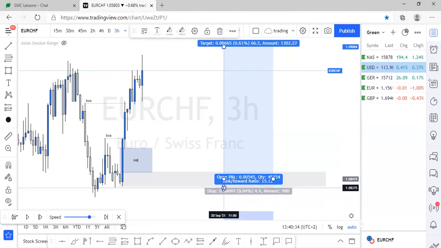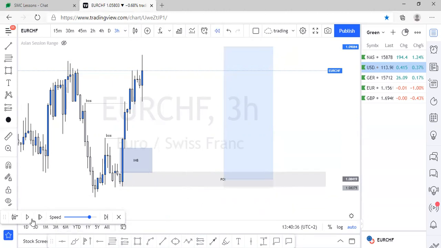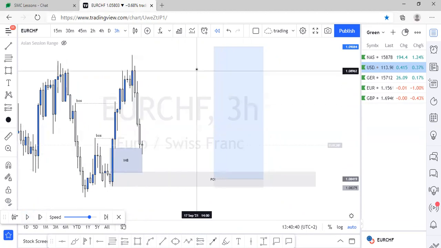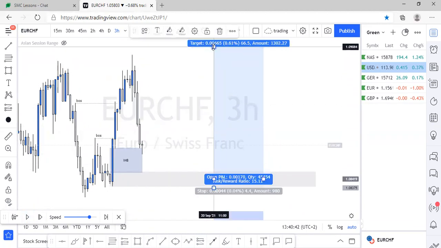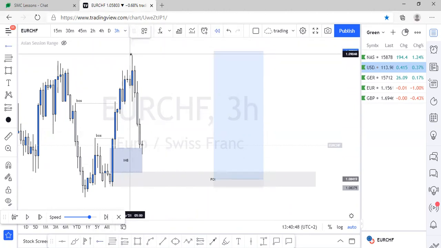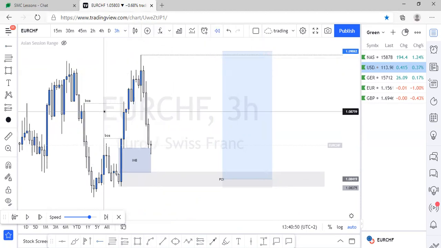Let's just wait for the market to create a proper higher high. So I can say from my experience, this is the higher high that we are actually targeting in these trades that we are about to take. Remember, BOS, IMB for imbalance, POI for point of interest.